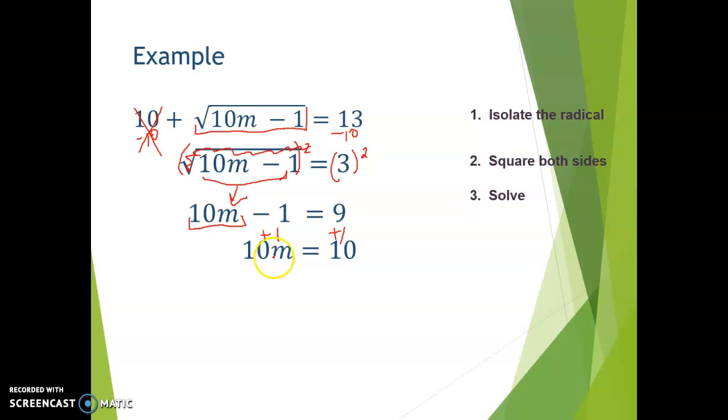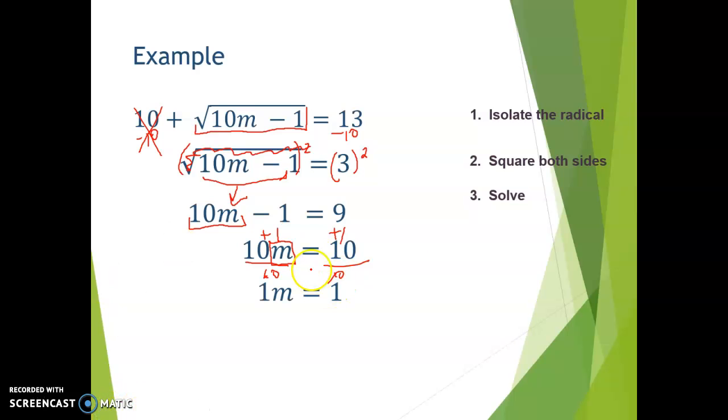Now that we have the variable term by itself, we want to further isolate the variable and get it all by itself. Right now it's being multiplied by 10, and the way that we undo multiplication is division. So we're going to divide both sides by 10. And when we divide both sides by 10, what we get is that m equals 1.